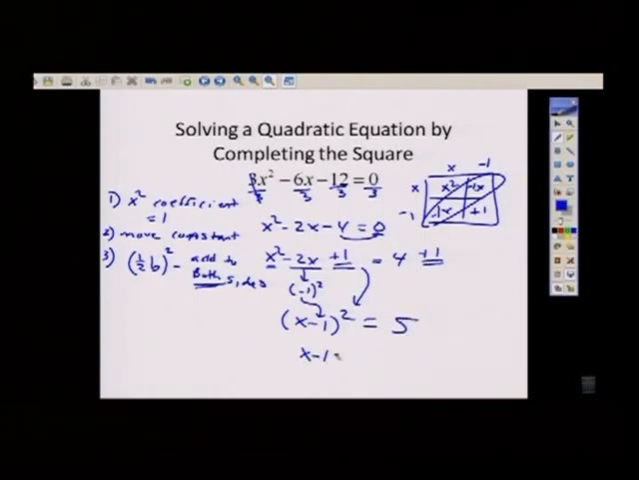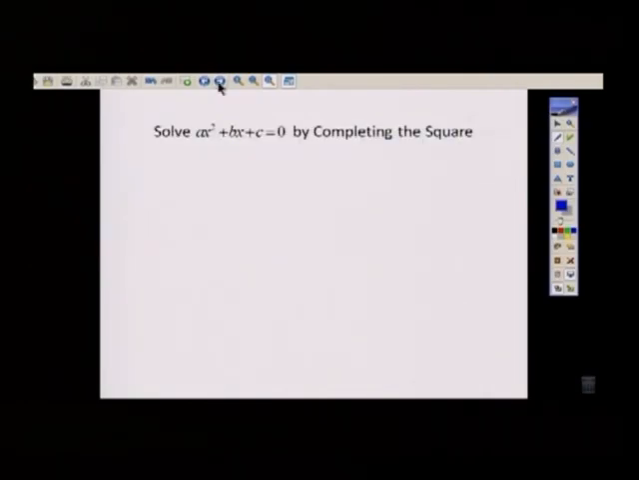To get rid of the square, you're going to take the square root. Don't forget, when you take the square root of a number, there's a positive and a negative value. And last, I'm going to add over the 1. So my solutions are 1 plus or minus the square root of 5. So those are the basic steps on completing the square.